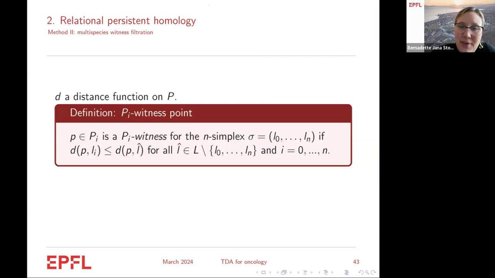So for a point to be a witness point for a particular n-simplex, we need the vertices in this simplex to be the closest landmarks to this witness point. Each vertex is going to have as witnesses those points whose closest landmark this is. And a point is a witness for an edge if the two vertices that make up that edge are the closest two landmarks to this particular point. For a triangle, we need the three closest landmarks for this point to be a witness for that triangle.